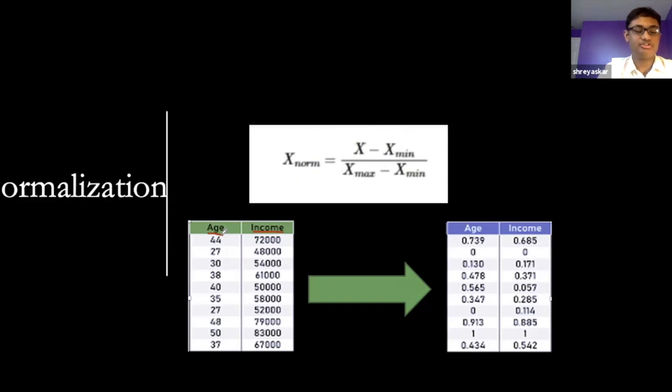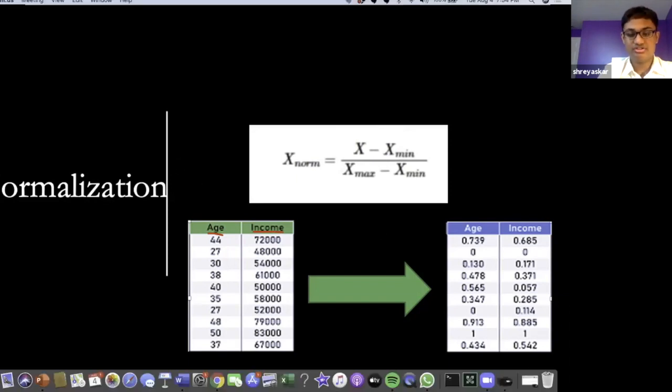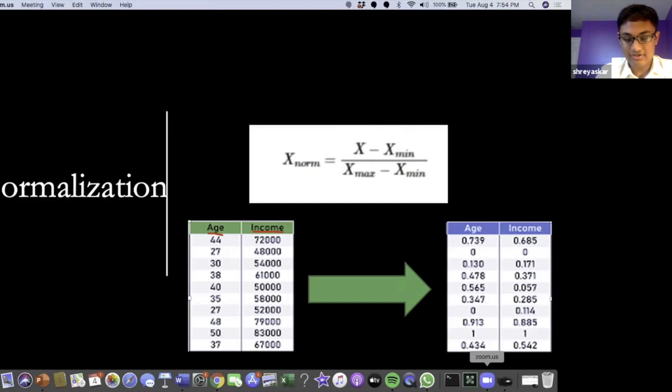So regularization is just used to combat overfitting, and normalization is used to have all our data points in the same range. So is that good? Is that sufficient for you? Do you guys have any more questions?